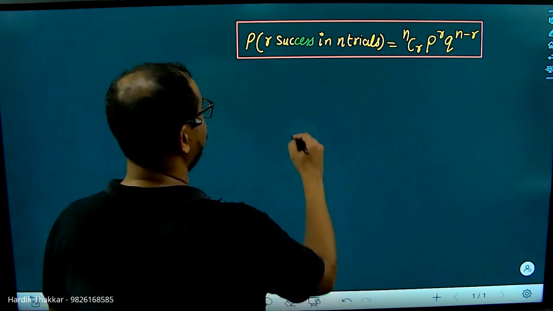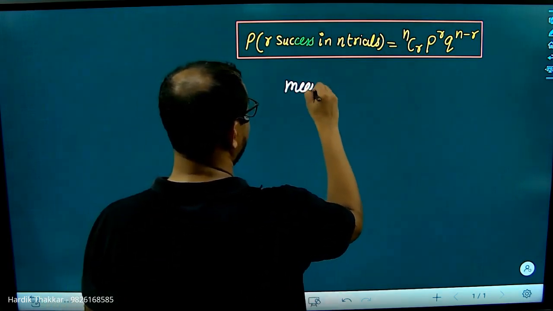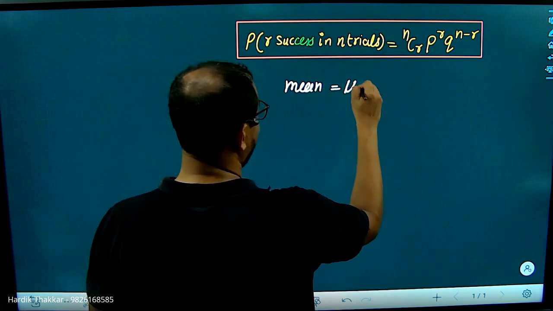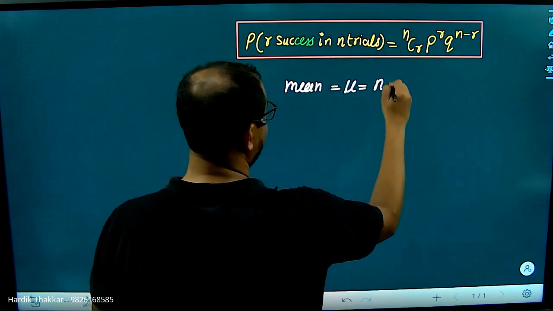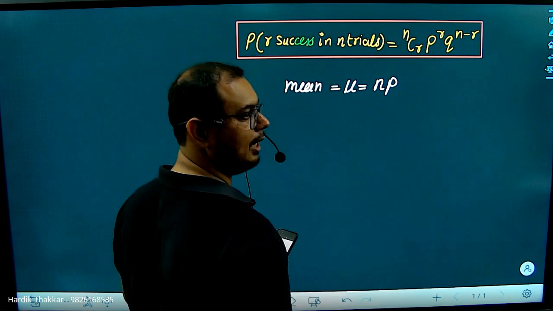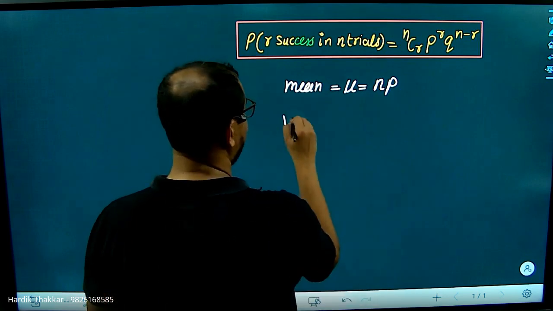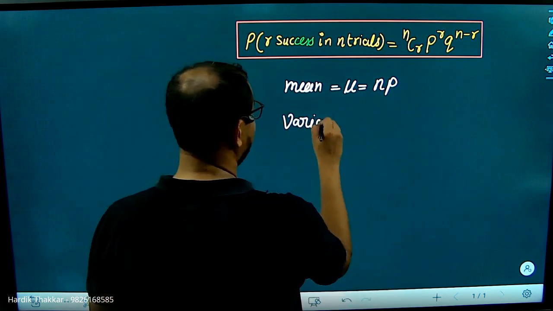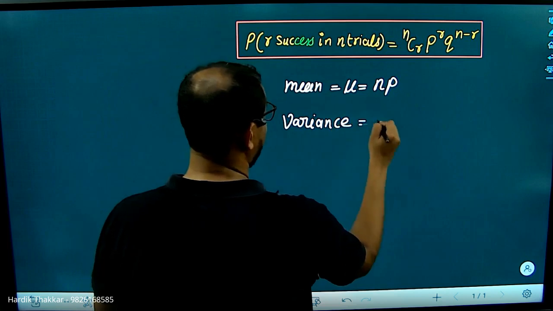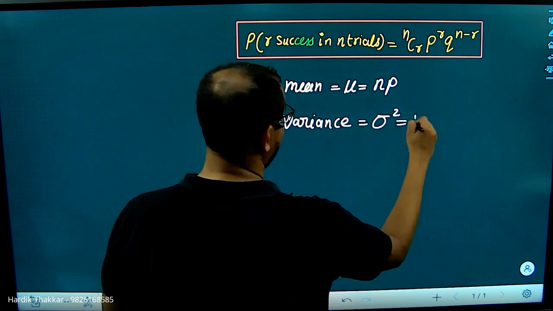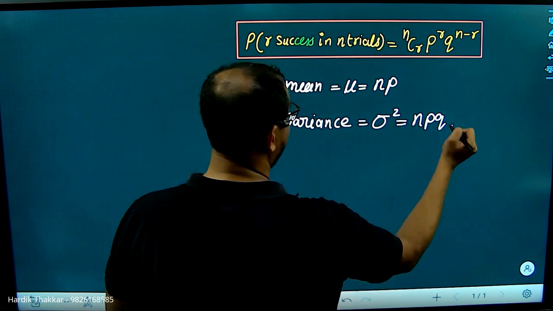Further, we have seen the mean, which is represented by mu for binomial distribution, and it is calculated by using n into p. And further, we had studied about variance, and it is represented by sigma square, and it is equal to npq.